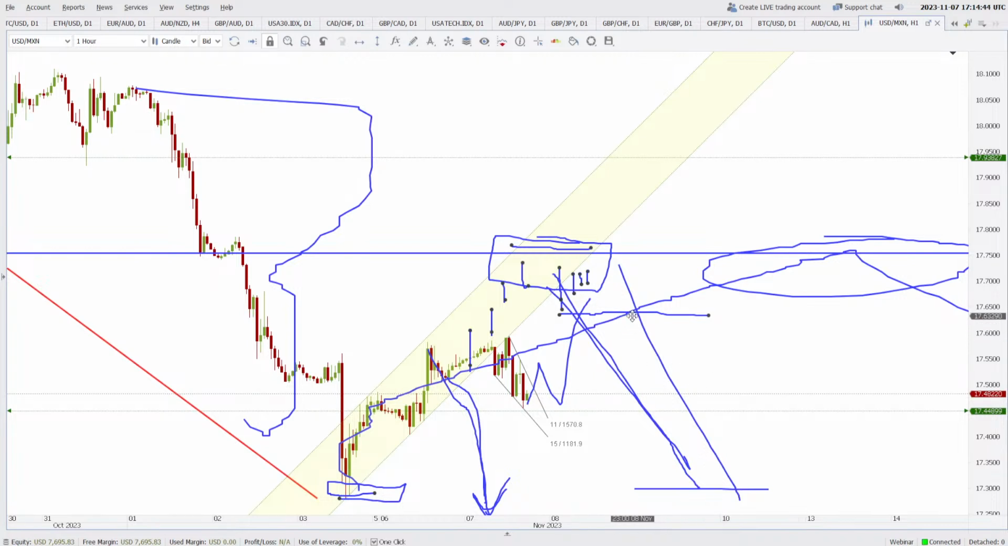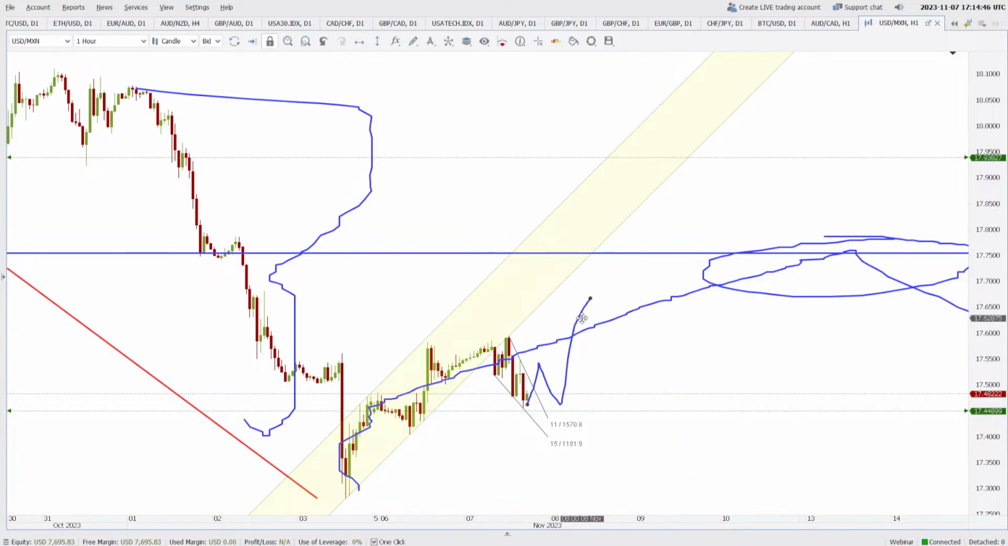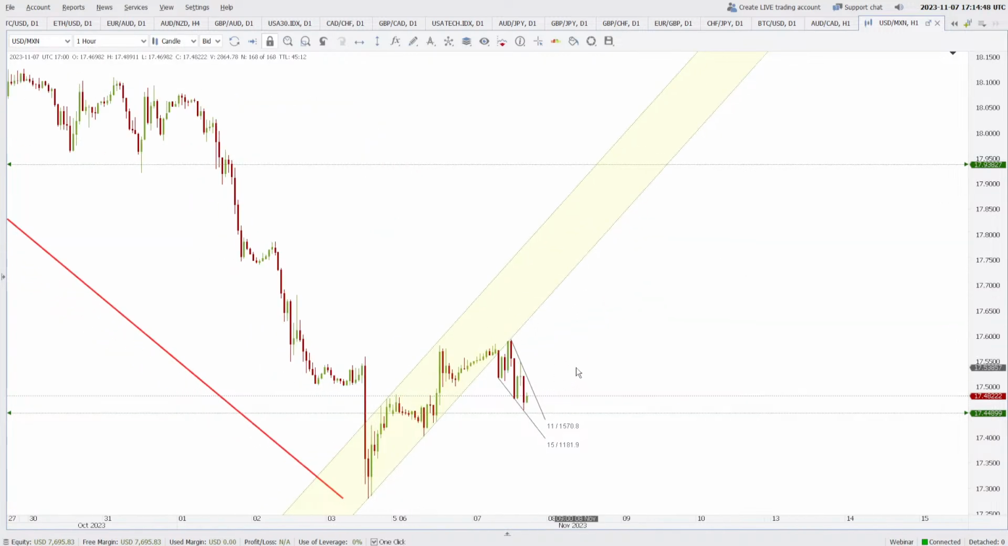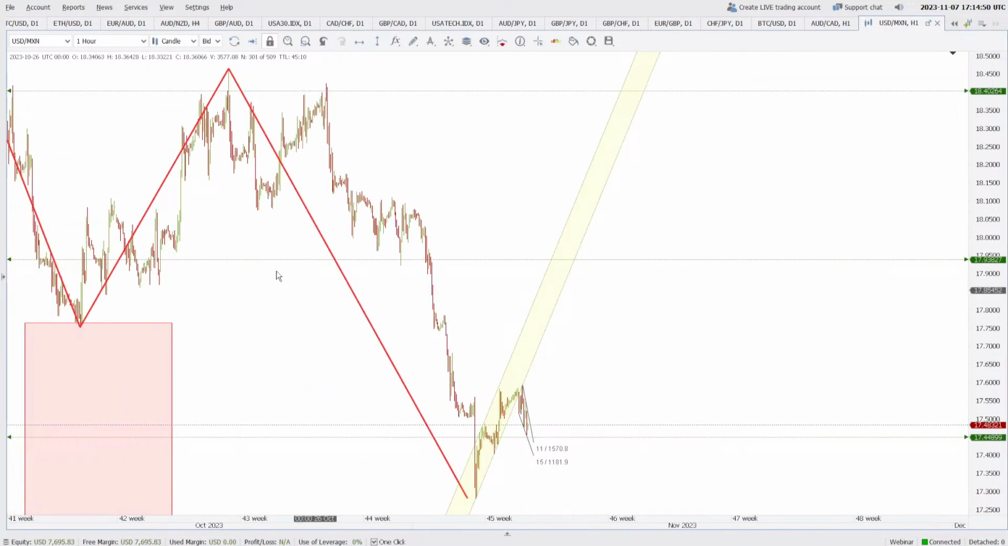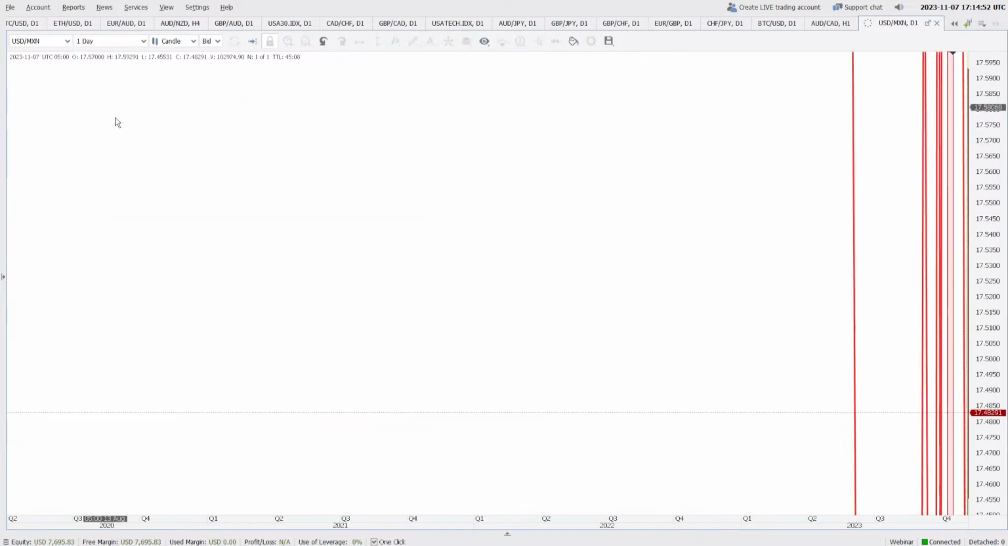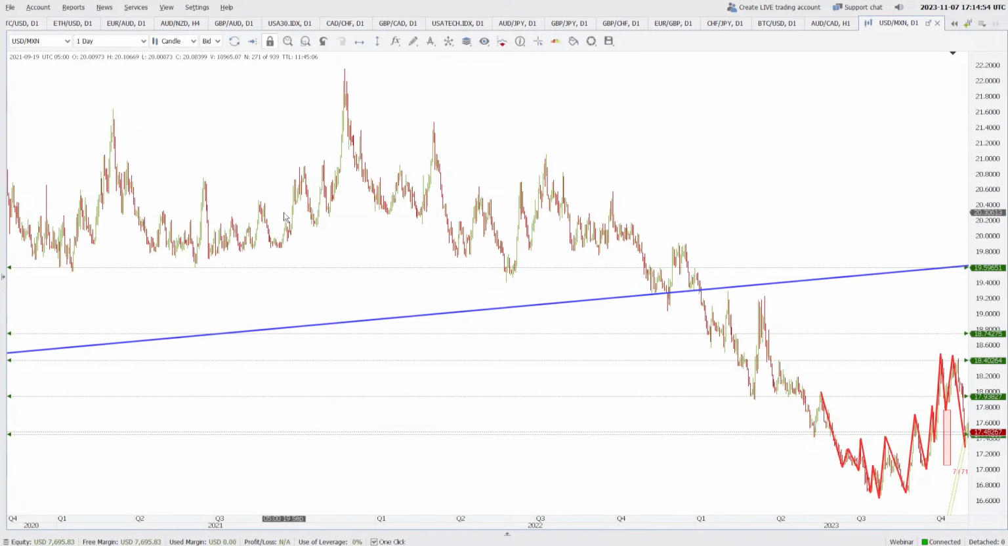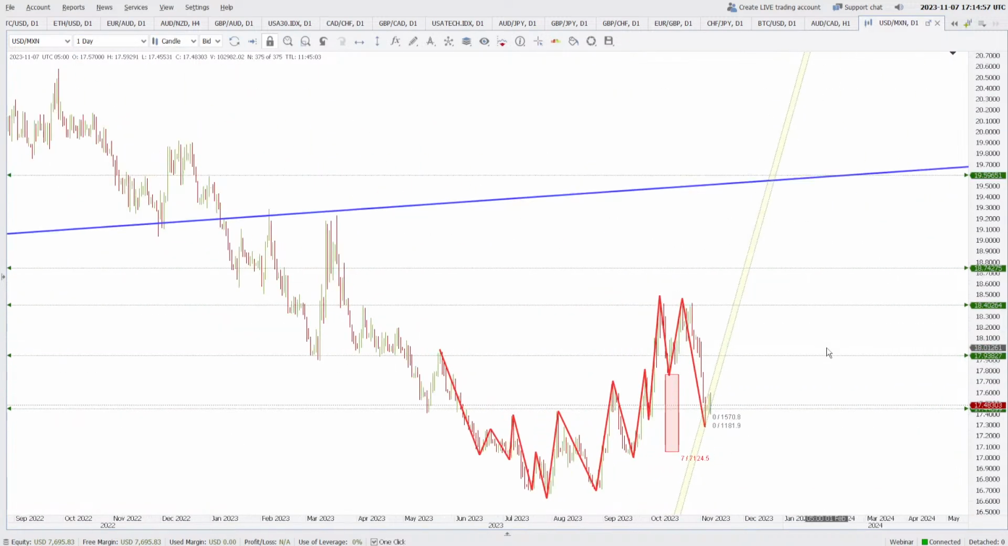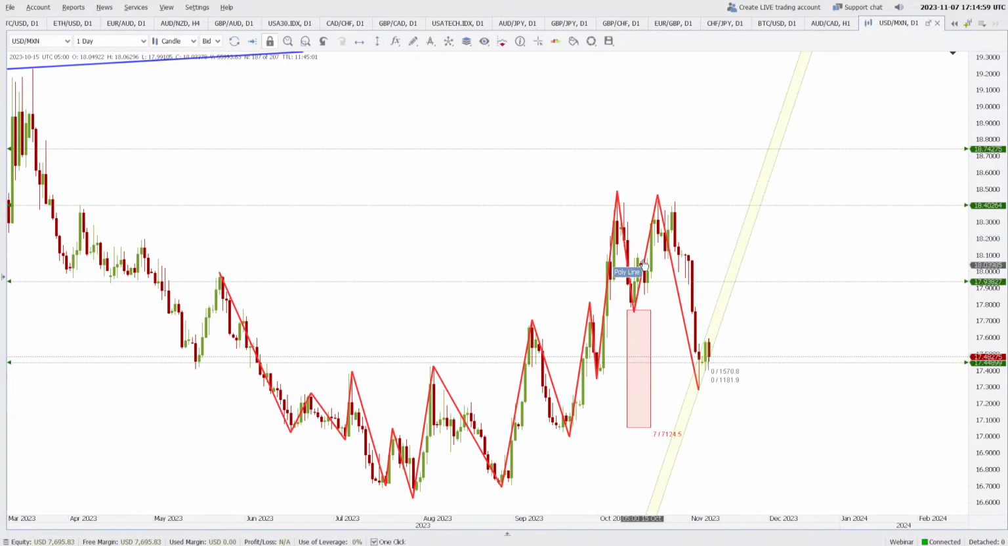Okay, there's a lot of clutter, so let me first clear all the clutter that is there. Okay, so right now I'll switch to 1 day. So you should know the bigger picture first. Here the bigger picture is that this double top is broken and this is expected support.